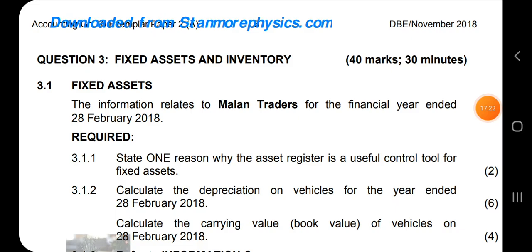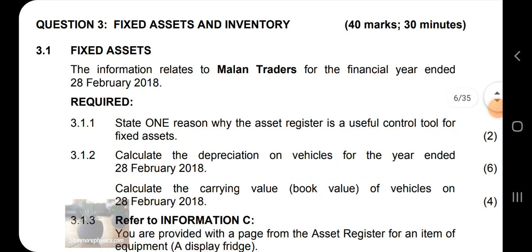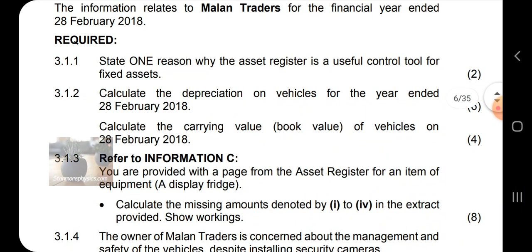Okay, the fixed assets for question 3. The information relates to Malan Traders for the year ended 28 February 2018. So guys, if the financial year ends today, it literally starts tomorrow. It ends on the 28th of February 2018, so it started on the 1st of March, the following day, but you date it back to 2017. Keep that in mind. Don't consider leap year. It's not every year, so we don't consider that.